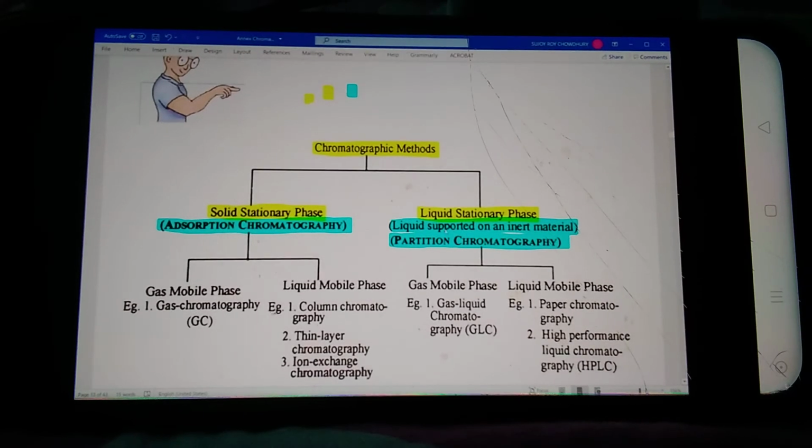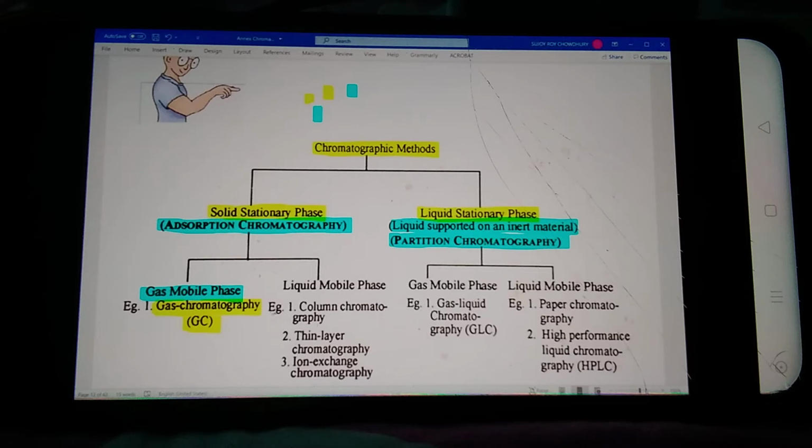With respect to the stationary phase, if the stationary phase is solid, that is adsorption chromatography. If the stationary phase is liquid, that is partition chromatography. Now, if the stationary phase is solid, it can have the next branches: the mobile phase can be gas, and if the mobile phase is gas, that is called gas chromatography, GC.